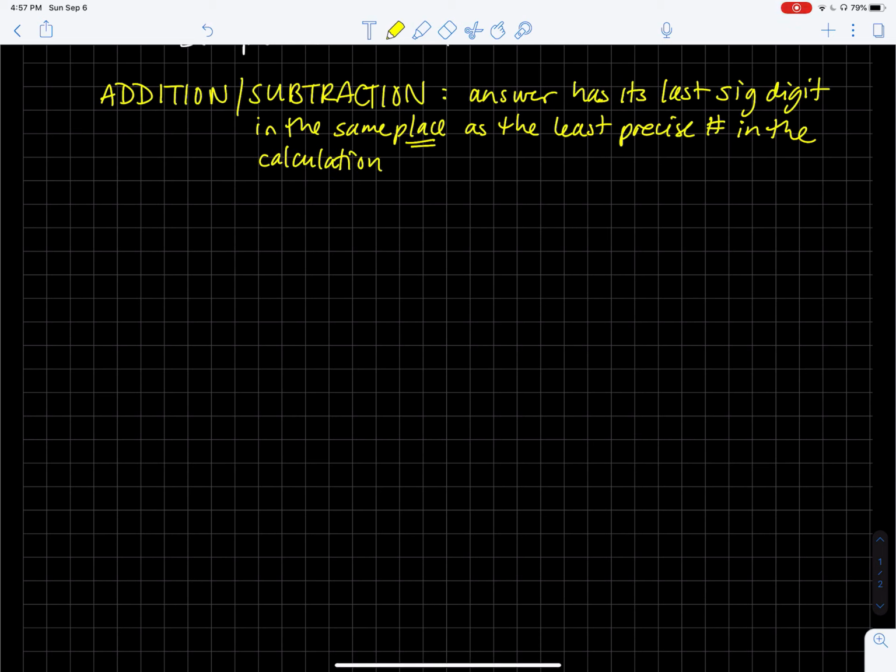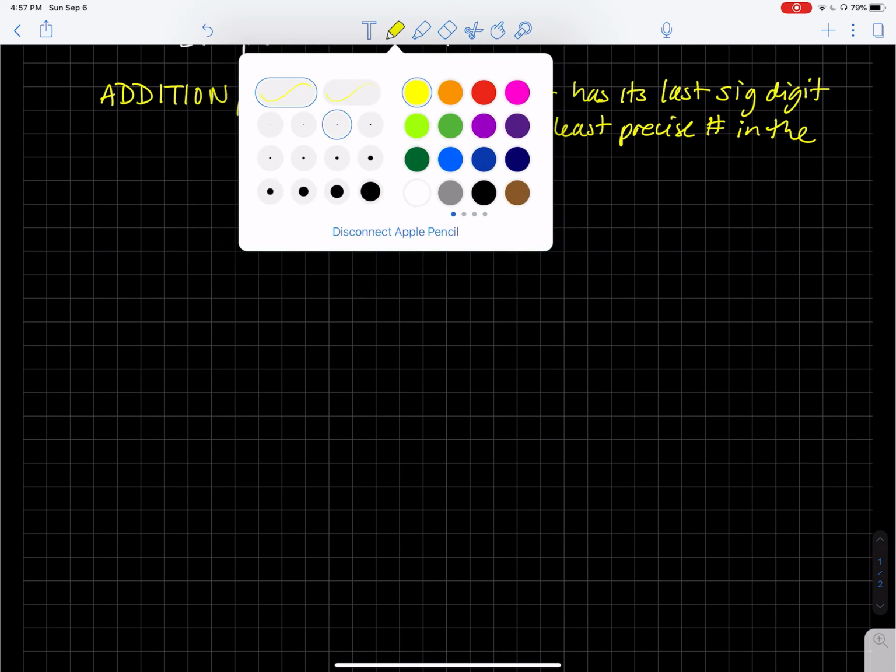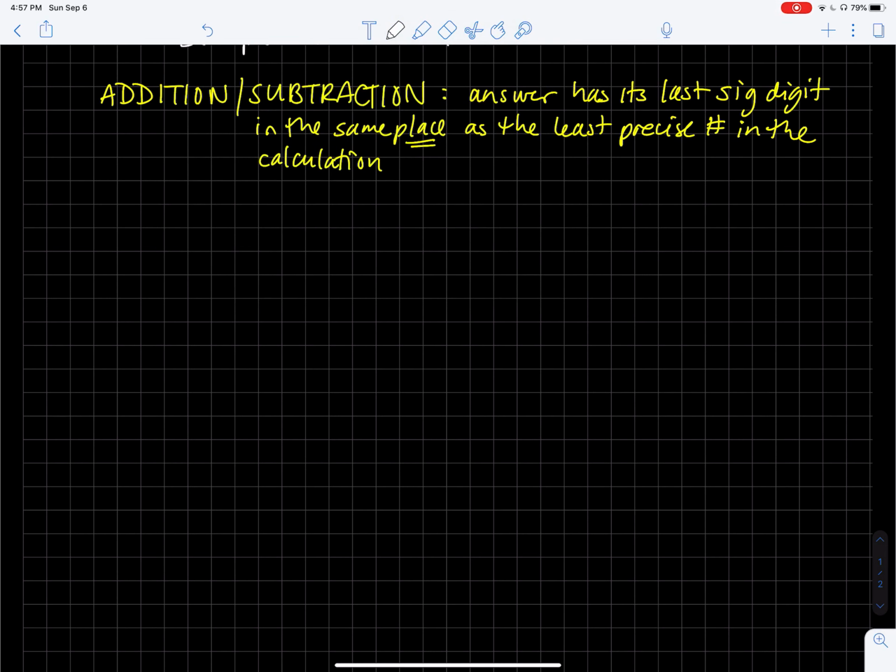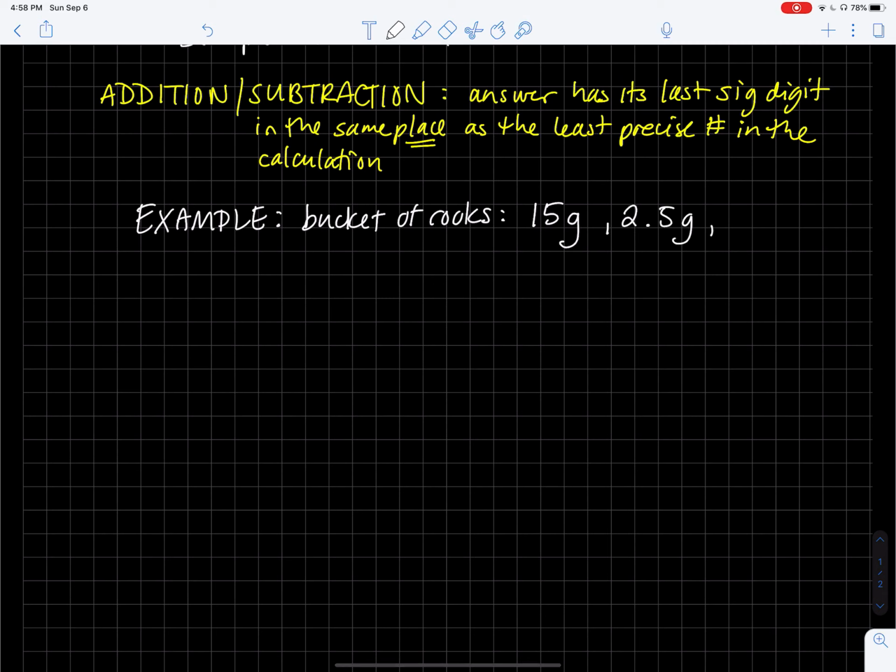And precise means how far to the right does your number go. Okay, so that statement's true, but I think it's sort of hard to see. So we'll try an example. Here's an example, which really isn't chemistry, but I thought I'd do something different. You have a bucket of rocks. There are 3 rocks, and their masses are 15 grams, 2.5 grams, and 12.76 grams. What is the total mass?